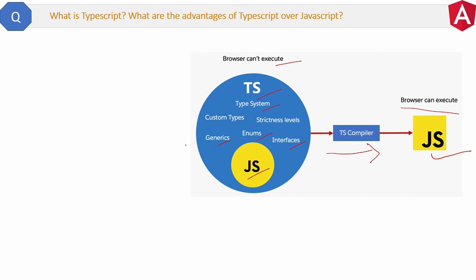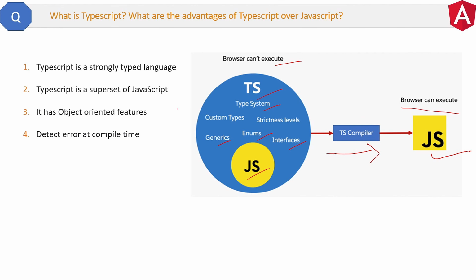Now let's see all the points about TypeScript. What is TypeScript and why do we need TypeScript? See, TypeScript is a strongly typed language while JavaScript is a loosely typed language. TypeScript is a superset of JavaScript, which means all the JavaScript code is also valid TypeScript code. TypeScript has object-oriented features like classes, interfaces, etc., whereas JavaScript does not have object-oriented features. TypeScript detects errors at compile time, whereas JavaScript detects errors at runtime only. Now let me show you the reasons behind all these points.